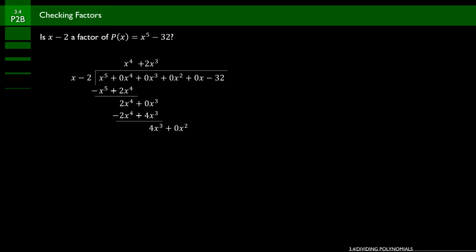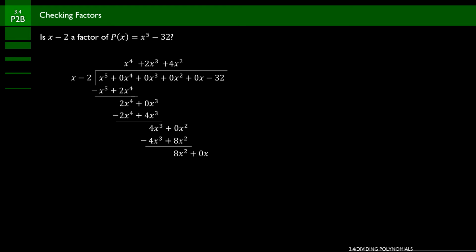Once we've done that, what do we do to x to make it into 4x to the third? We multiply it by 4x squared. So 4x squared times x is 4x to the third. 4x squared times negative 2 is negative 8x squared. Change the signs. Do your subtraction or addition, and we get 8x squared.